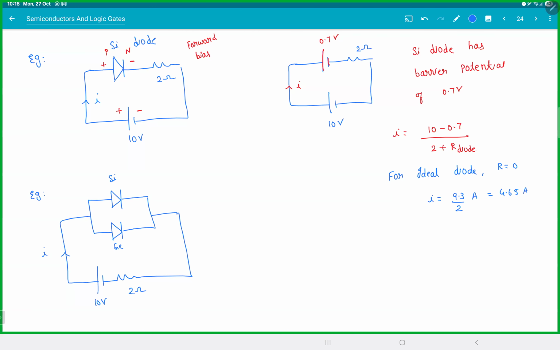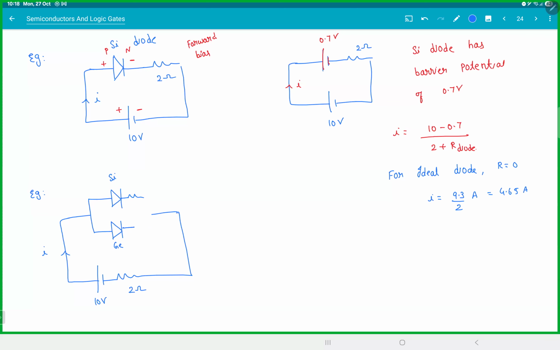I can make it even better. Wait. Ideal diodes. You kept a silicon and germanium diode in parallel.